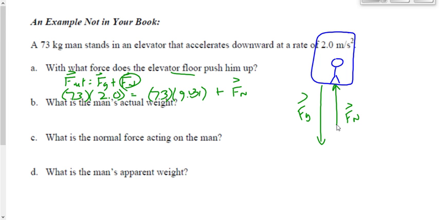73 times 2 for the acceleration. That looks right. The acceleration accelerates downward at 2, right? 73 times 9.81 gives me gravity, right? Jade, what's wrong? 2 has to be negative. What else is wrong? The 9.81 has to be negative as well. Does that make sense? Downward forces, okay, downward accelerations.